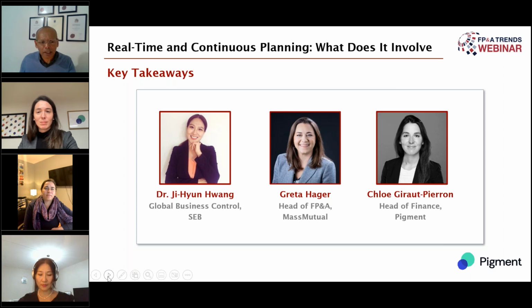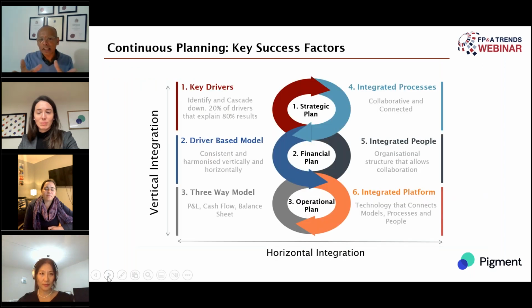Let us now just quickly see, I shared those factors. What are those key factors that will take you to the key success factors? And a lot of it has been already mentioned by our panelists. Key driver-based model, KPIs. We talked about making sure it's end-to-end, so balance sheet, P&L, cash flow. Integrated processes, so not different processes within all the different business units, etc. You have integrated people, of course, that allows collaboration, which is what Chloe just mentioned. And finally, talking about that platform. So please take some time and look through it.